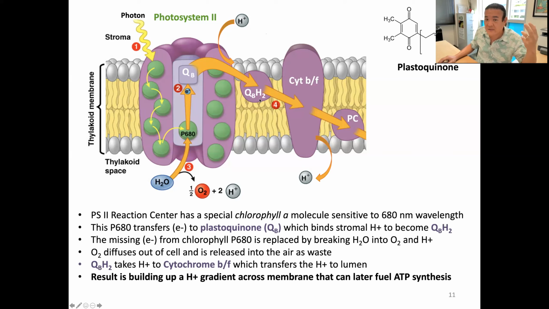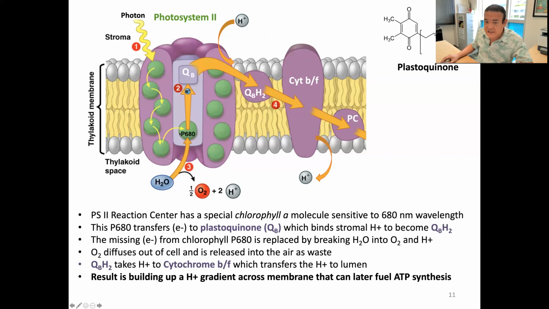This QB then becomes QBH2, right? Because it essentially has now 2 protons that got added to the 2 electrons that it's carrying. So now that's basically like saying it has 2 additional hydrogen atoms on it. And that carries it to the cytochrome BF complex, where the electrons keep getting transferred through. But the protons now fall off, and the protons are now falling off on the other side of the membrane, contributing to the buildup of a proton gradient, right?